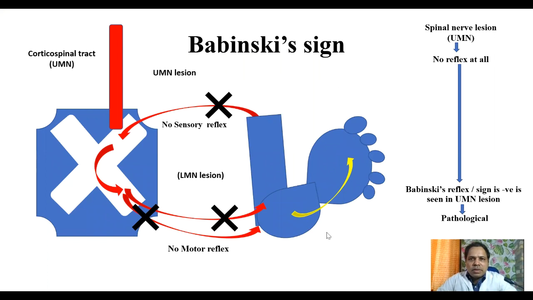Whereas if you see the Babinski sign in terms of the lower motor neuron lesion, as there is no reflex at all, there is no question of Babinski sign, isn't it? It should be negative only because there is no reflex at all here. So whatever may be intact in the upper motor neuron, as there is damage to the lower motor neuron, the reflex does not arise at all. Hence, Babinski sign will be negative. So this is the basic difference.